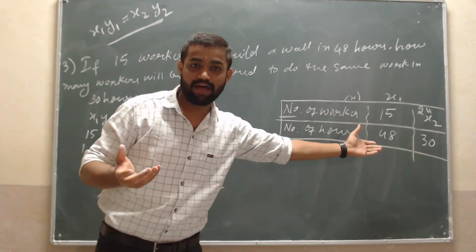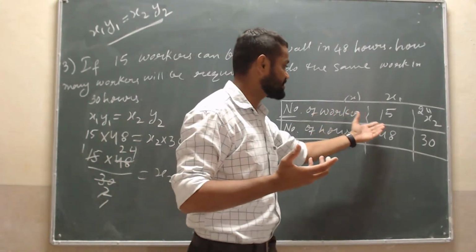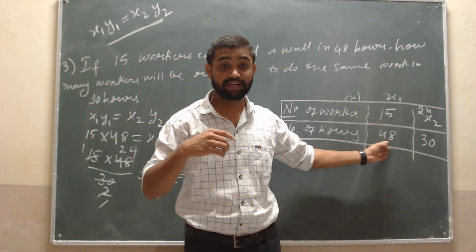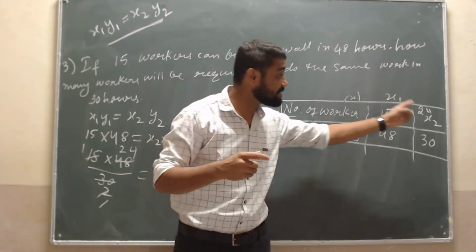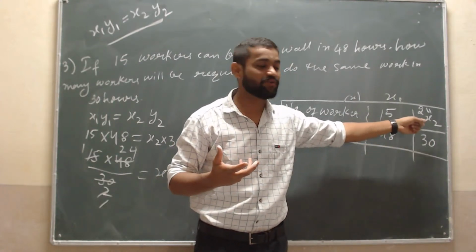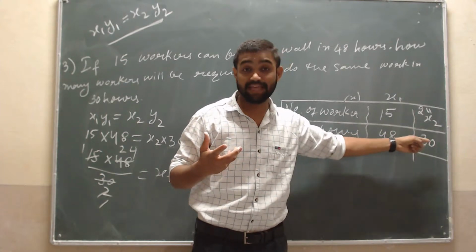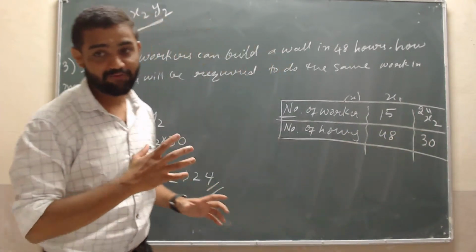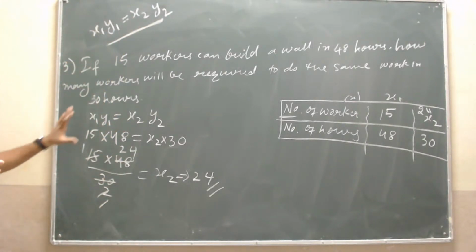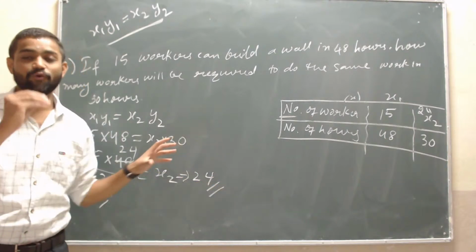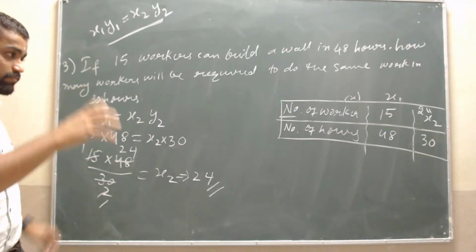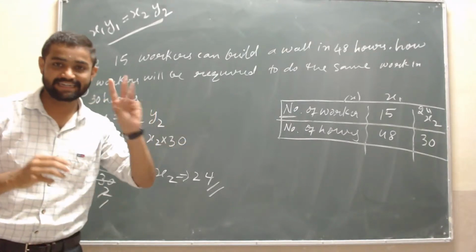Applying the given data in this equation, that is, the number of workers is 15 and the number of hours is 48 hours to construct that wall. And in the second one, how many workers we don't know, that is x2, and they have to complete in 30 hours. That one we have to calculate by applying the formula x1 y1 is equal to x2 y2. Then we conclude that 24 workers are required to construct that wall in 30 hours.